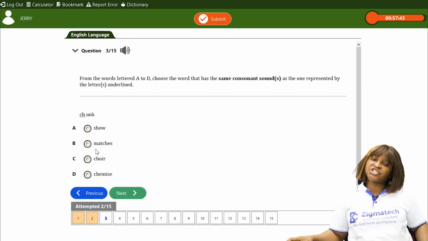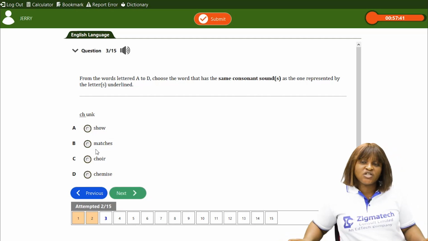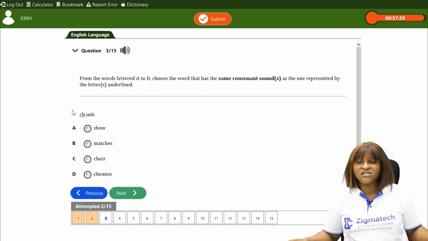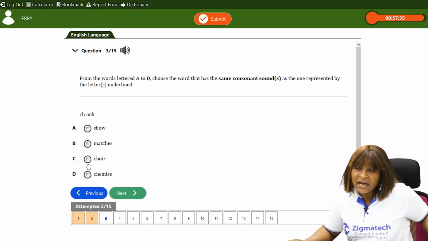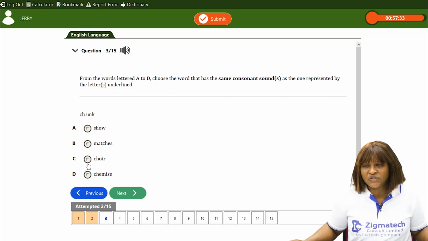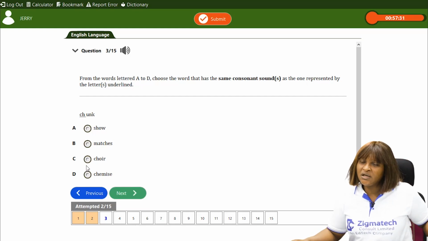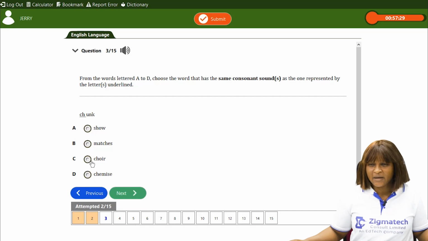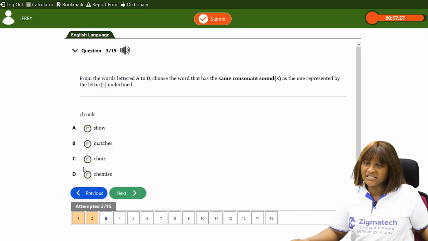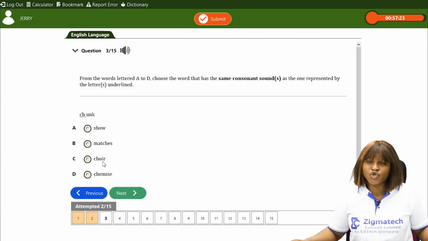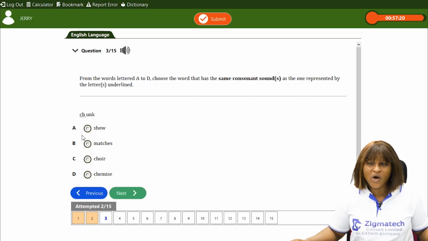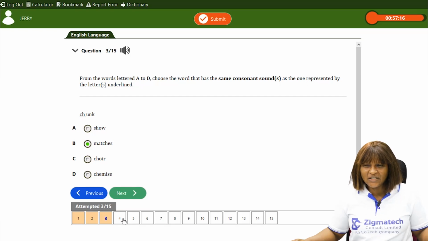Remember when we are looking at the ch sound, I told you CH bears the ch sound. But now somebody would ask, I can see CH as option C, that is not the ch sound. Yes, we have exceptions. I kept saying that in English there are exceptions. This word is pronounced as choir and not as it is written. So the word here is what? Matches. All right, let's go to another one.